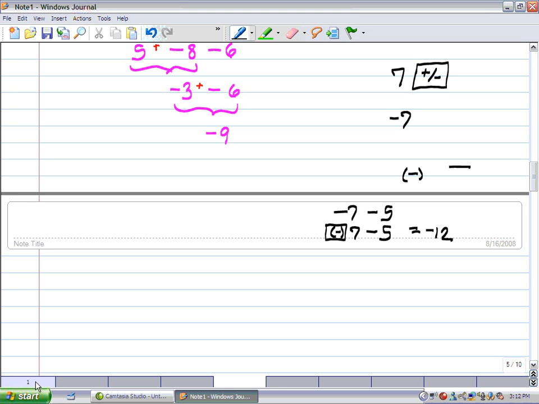Okay, so definitely make sure you get these integers down before you do a lot of the algebra problems. The algebra problems will be more difficult for you if you don't have the adding and subtracting of the integers down first.